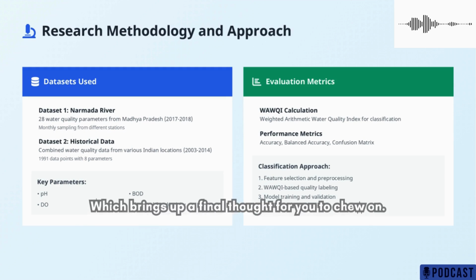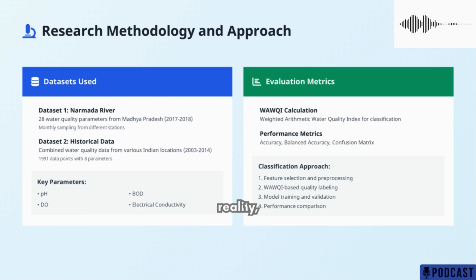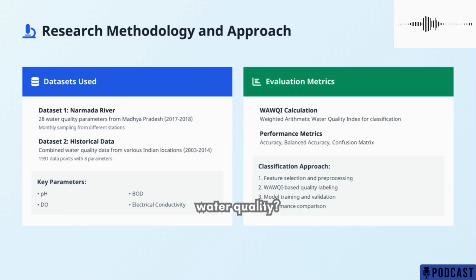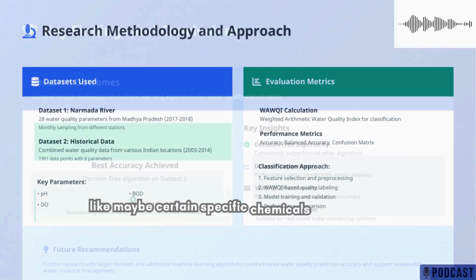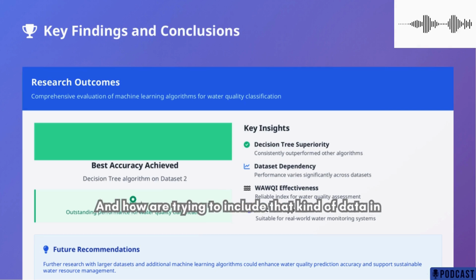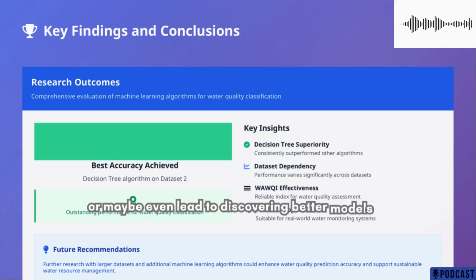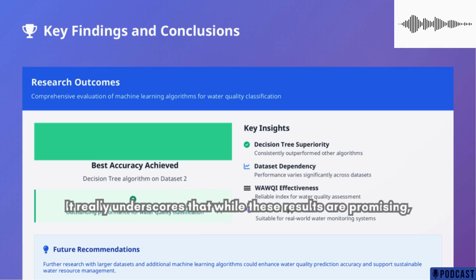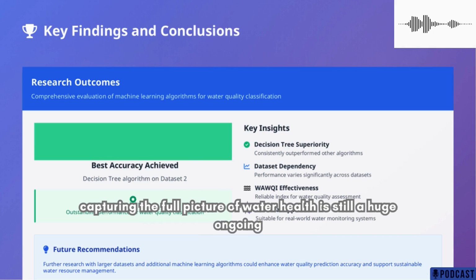Which brings up a final thought for you to chew on. Given how incredibly complex water systems are in reality, what other factors do you think are truly critical for judging water quality? Things maybe not easily measured by simple sensors, like maybe certain specific chemicals or biological indicators. And how would trying to include that kind of data challenge these machine learning models? Or maybe even lead to discovering better models or different approaches? It really underscores that while these results are promising, capturing the full picture of water health is still a huge ongoing challenge.